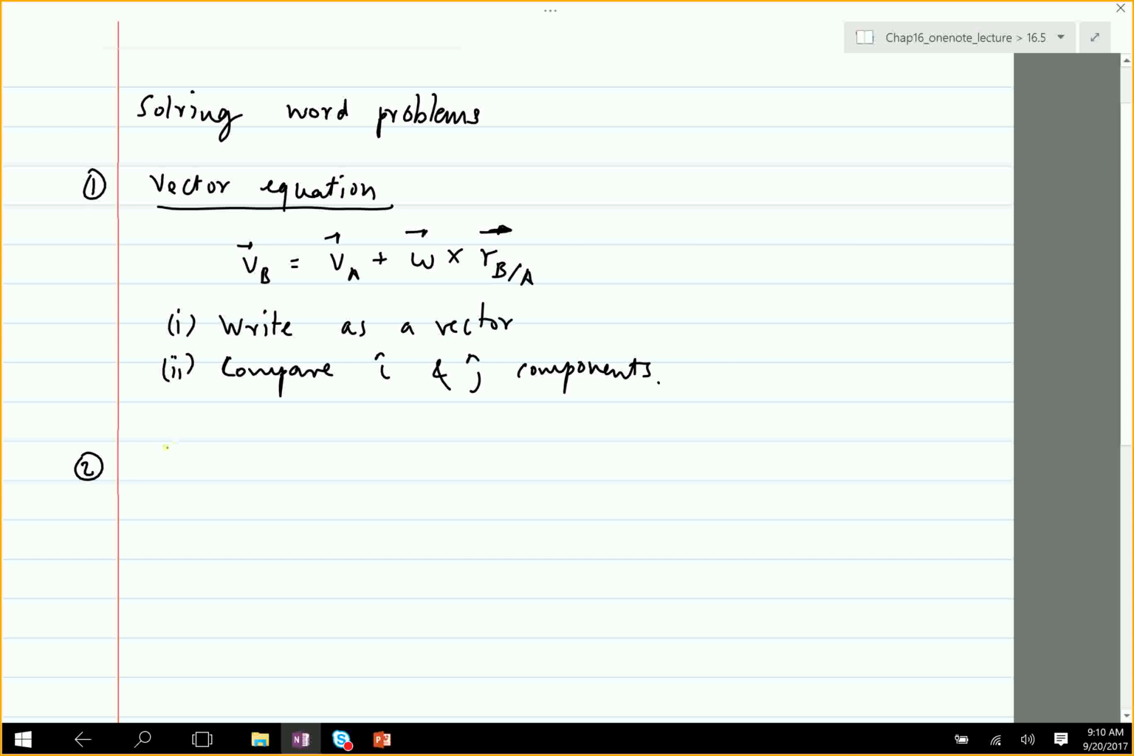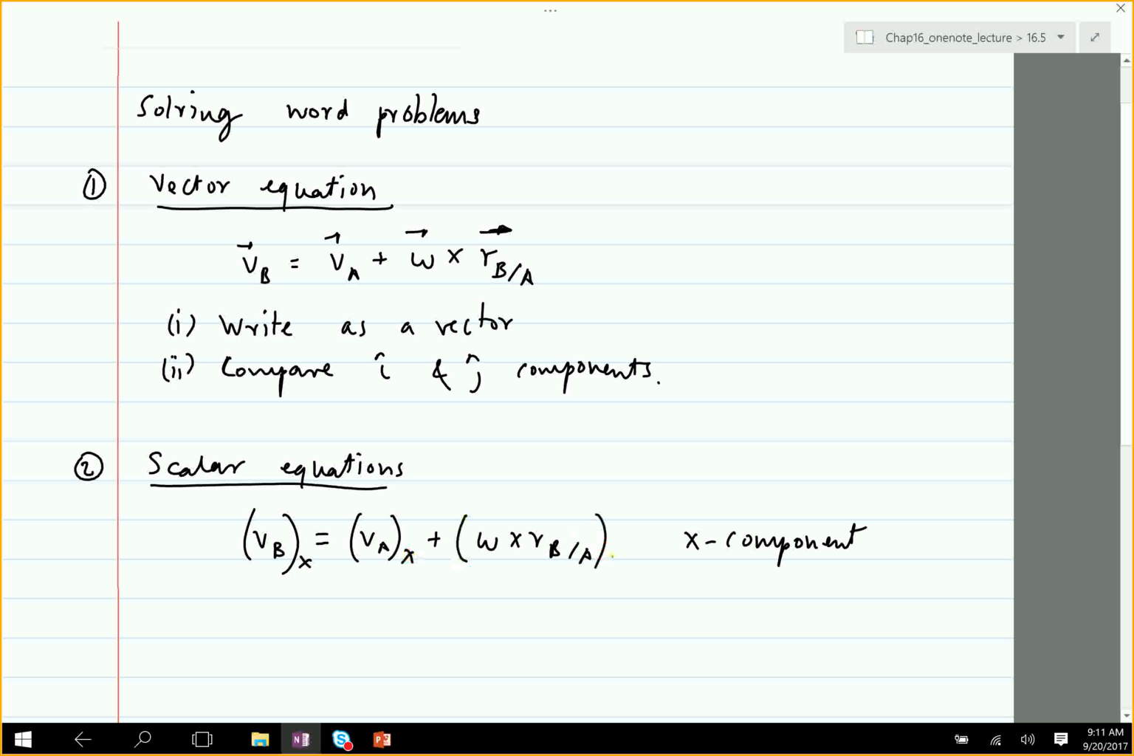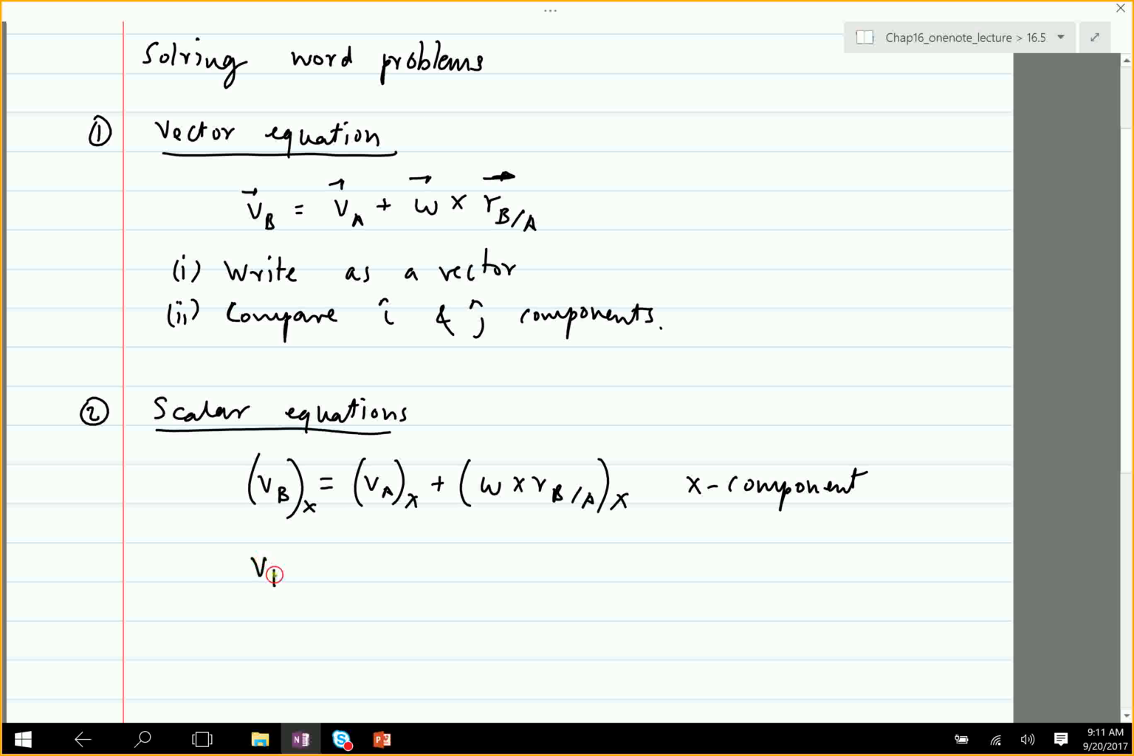The second way to solve this is to use scalar equations. So again, look at the same equation, but then look at the x component of this equation. I might write this as x, x, x. What that means is I'm finding the velocity in the x direction: the velocity of B in the x direction, velocity of A in the x direction, and that in the x direction. Similarly, I can find VB in the y direction, VA in the y direction, plus omega cross RB with respect to A in the y. So that's the y component.